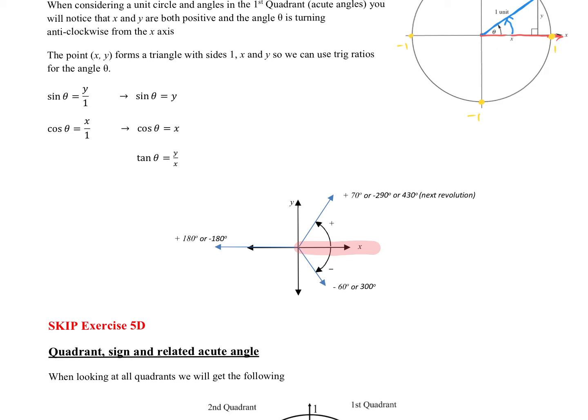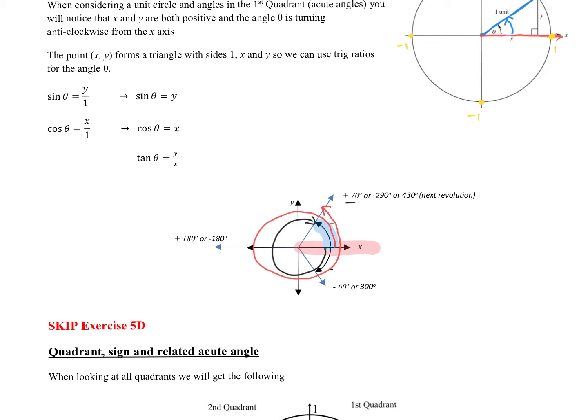So this angle up here, it could be plus 70 degrees, or it could be that we've gone the whole way around in a negative direction to negative 290, or it could be that we've gone all the way around to 360 and then added another 70 degrees. So it could be 430 and so on and so forth. Does that make sense? Yeah?